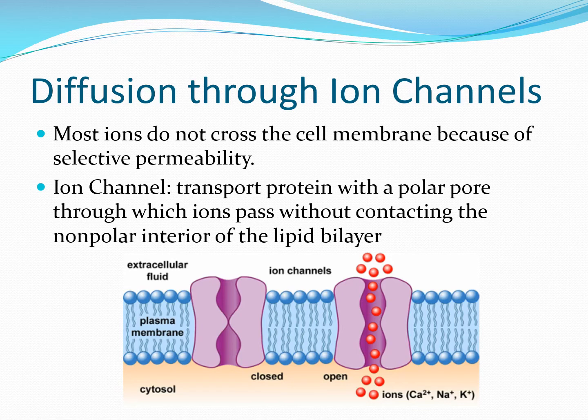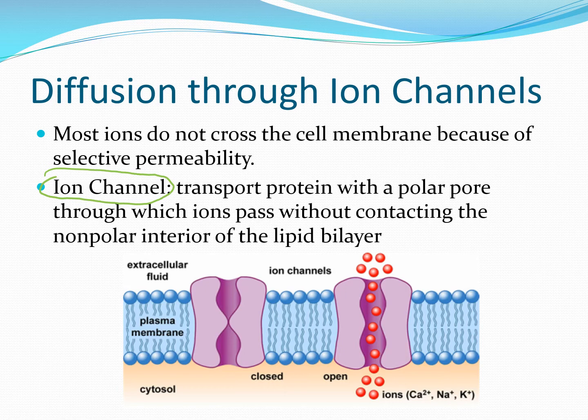Another example of diffusion is through ion channels. Some ions cannot go through a membrane because of selective permeability, which we talked about last chapter or the chapter before. So an ion channel, it's a transport protein, and it allows ions to pass through without coming in contact with the nonpolar interior of the lipid bilayer. So basically, if a channel is open, it allows ions to go through.